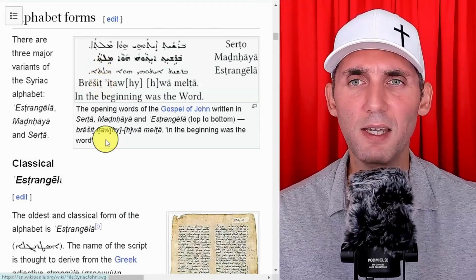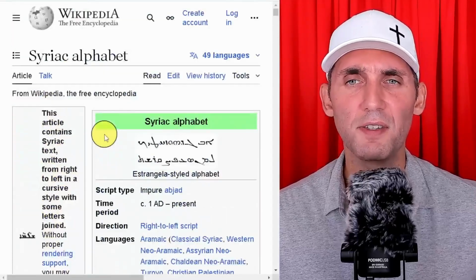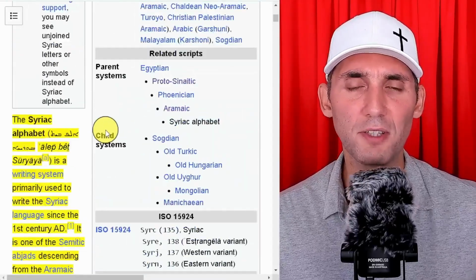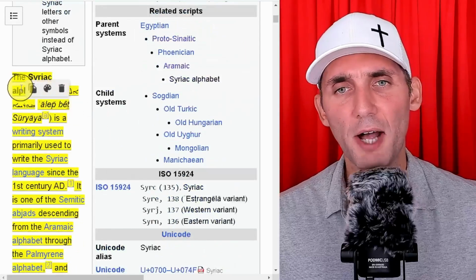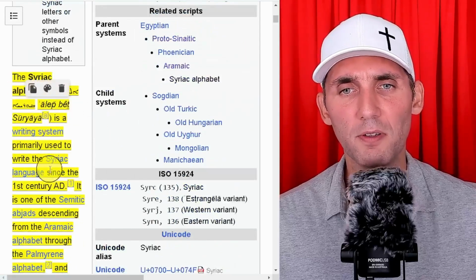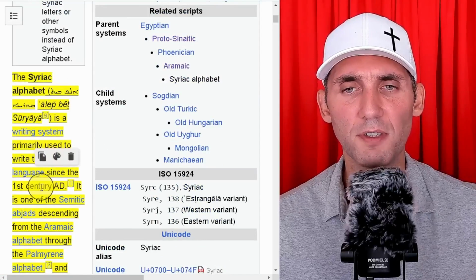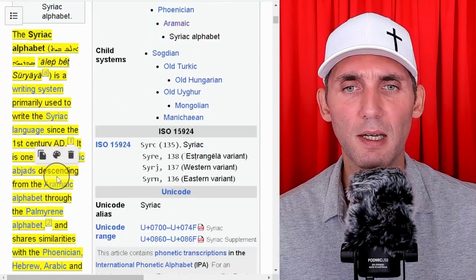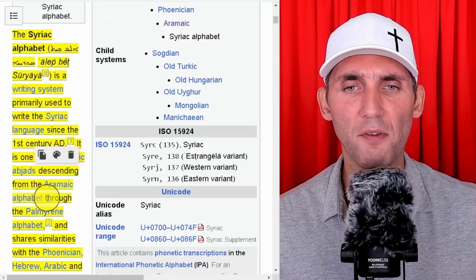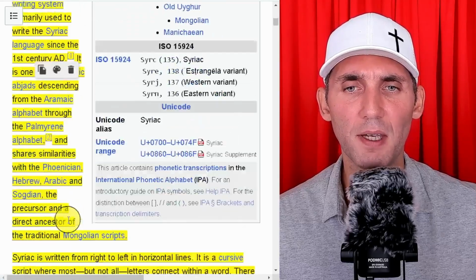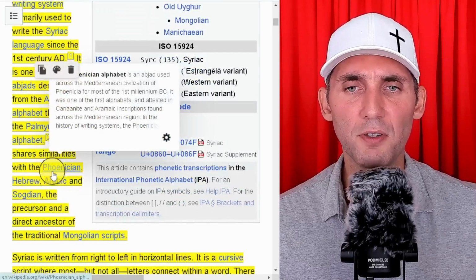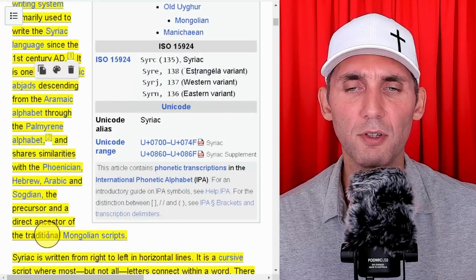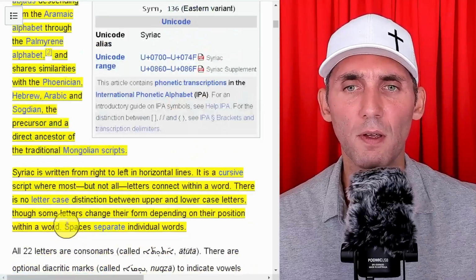All right, let's look at the Syriac alphabet. Now we start to see where some of these other features come from. The Syriac alphabet is a writing system primarily used for the Syriac language since the first century AD. It is one of the Semitic abjads descending from the Aramaic alphabet through the Palmyrene alphabet. And it shares similarities with Phoenician, Hebrew, Arabic, and Sogdian, the precursor and indirect ancestor of the traditional Mongolian scripts.